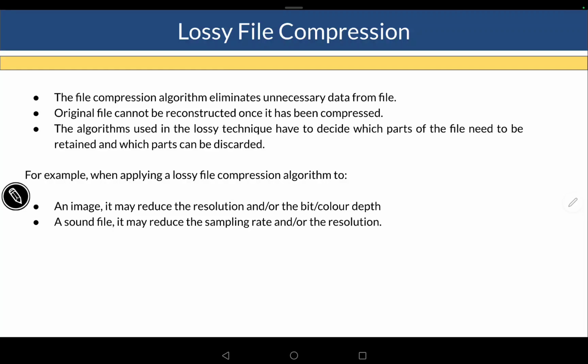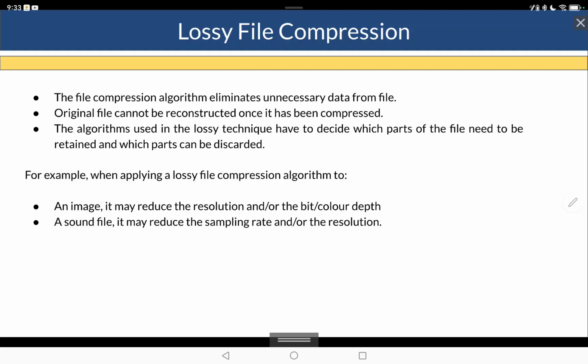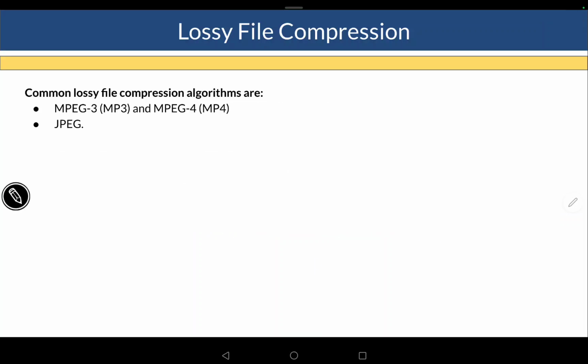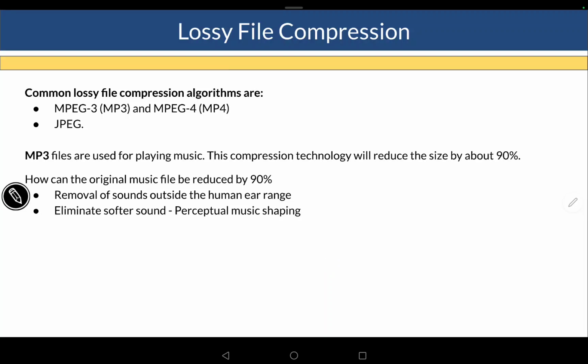So now, for example, when we use a lossy file compression algorithm, what it does to an image is that it reduces the resolution of the image, or it reduces the color depth of the image. For a sound file, it reduces the sampling rate or the resolution of the file. Okay, so let's look at some of the common lossy file compression algorithms. We have the MP3, MP4, and then we also have the JPEG.